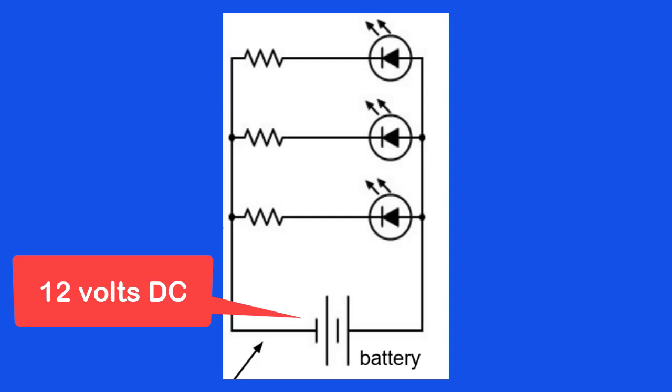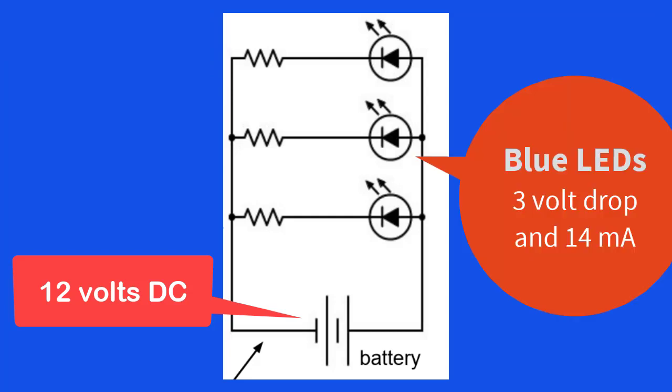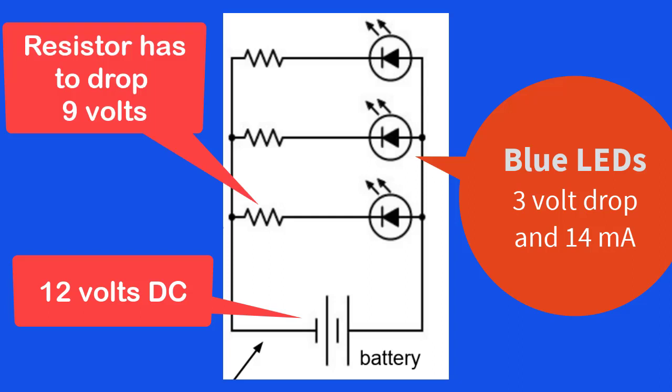Now let's change the LED to the color blue, leaving the voltage at 12 volts DC. The blue LED drops 3 volts instead of 2 volts and requires 14 milliamps of current instead of 18 milliamps. So now, with 12 volts and blue LEDs, let's calculate the value of the resistors. The blue LED drops 3 volts, so a resistor would have to drop the remaining 9 volts. Also, remember that the blue LED only needs 14 milliamps of current.